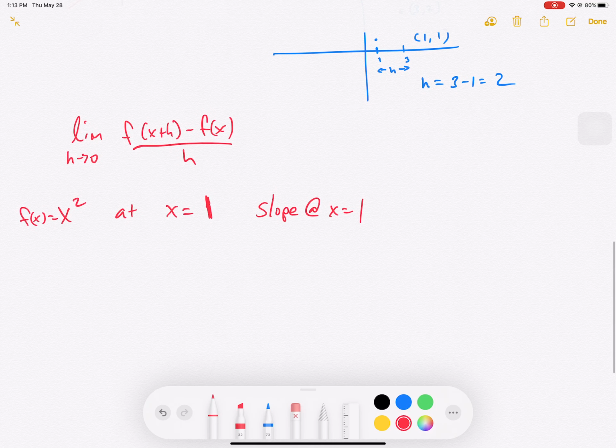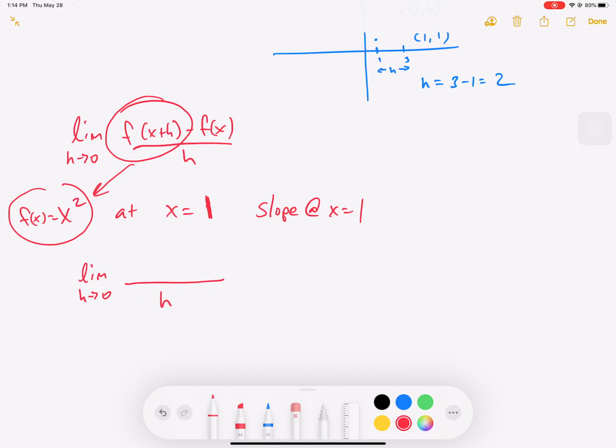So here's what we do. We start off with the problem, the limit as h approaches 0. You have to find out what your f of x is. Well, f of x here is just x squared. So we're going to fill this out. H doesn't change. We know f of x on the right, that's going to be x squared, because that's my function. What's my f of x plus h? It's just x squared, but instead of writing x, you have to write x plus h. X becomes x plus h.